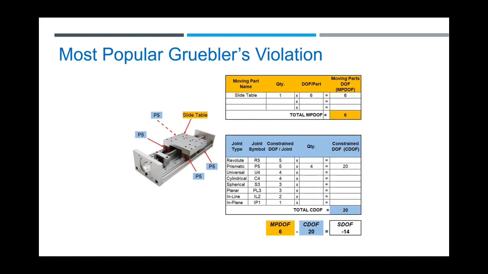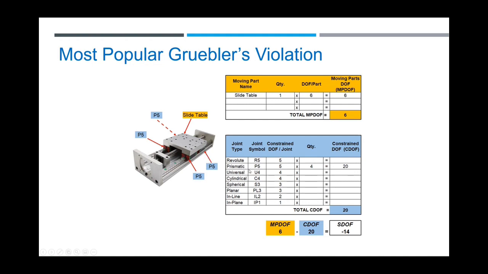Another popular Gruebler's violation is when people do slide tables, and we do that in our work too. It's basically a slide table. They use these prismatic slides like a THK rail or whatever, and you have to line them up really specially. And when there are alignment errors, it will bind up, it will wear, and things like that. So here's the reason why. You have a mechanism with one table that slides back and forth, but then you get all these constraints on it.